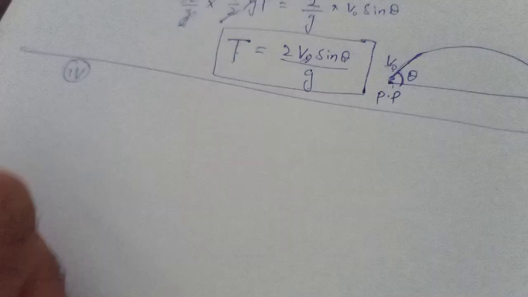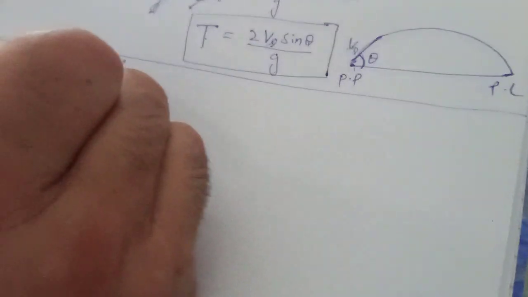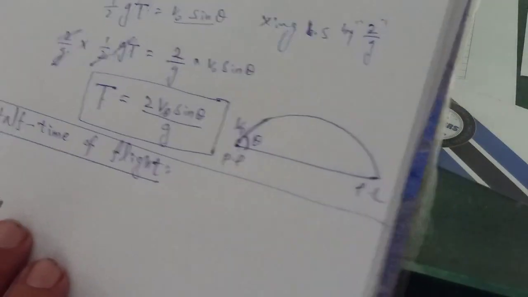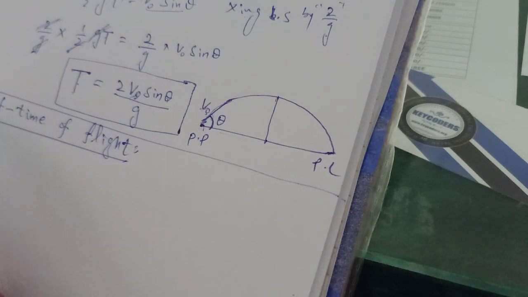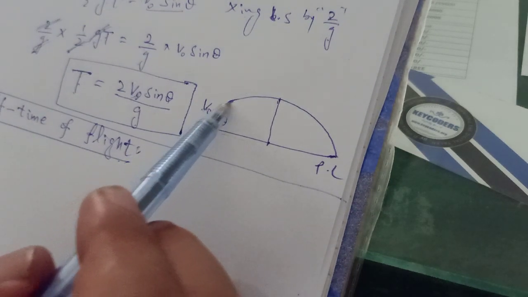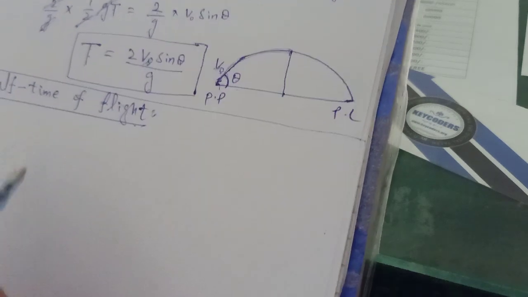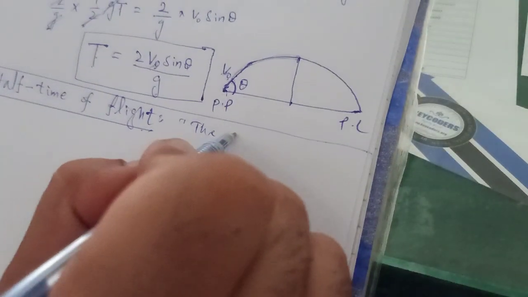Clear? Now the next parameter, the fourth parameter related to the projectile motion, is half time of flight. The half time of flight, as its name implies, is the time required for half of the journey. The time taken by projectile to cover half of its journey, or the time required for projectile to reach the maximum height, to reach the summit.